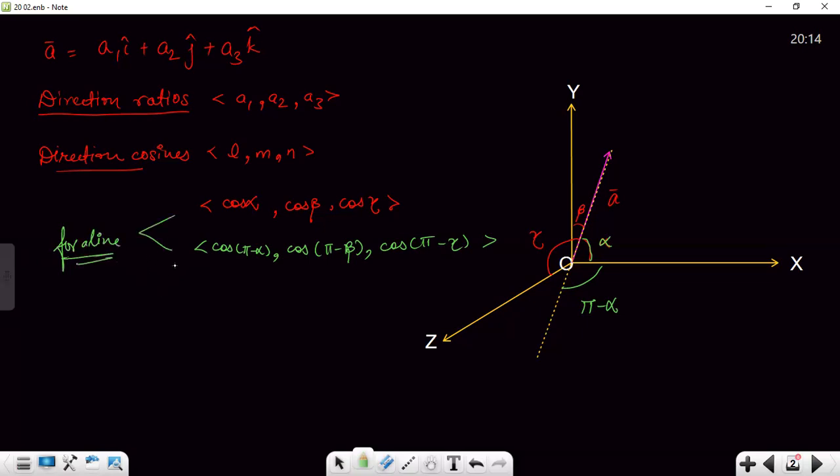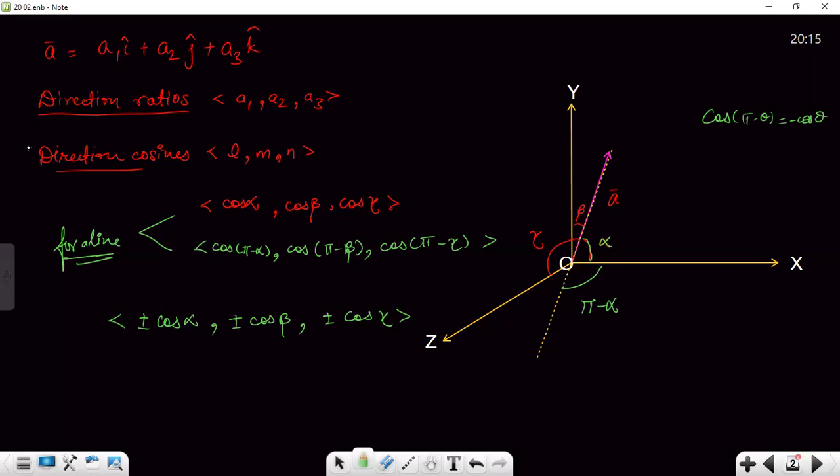Now we can summarize and write plus minus cosine of alpha, because cos of pi minus alpha is minus of cos alpha. Cos of pi minus theta is minus of cos theta. That is why we can write plus minus cos alpha, plus minus cos beta and plus minus cos gamma. That's the only difference for a line, that the direction cosines have double signs. And even in NCERT, only the positive sign is given.